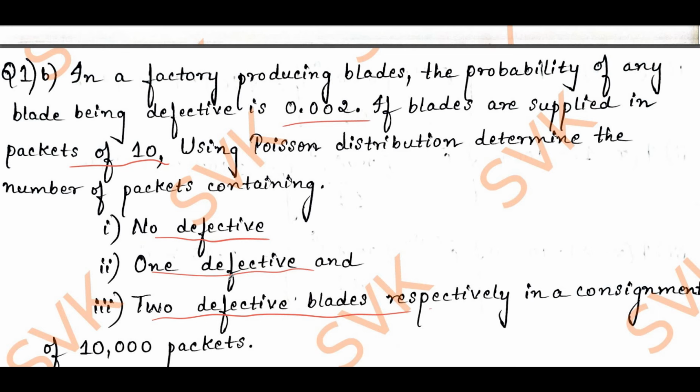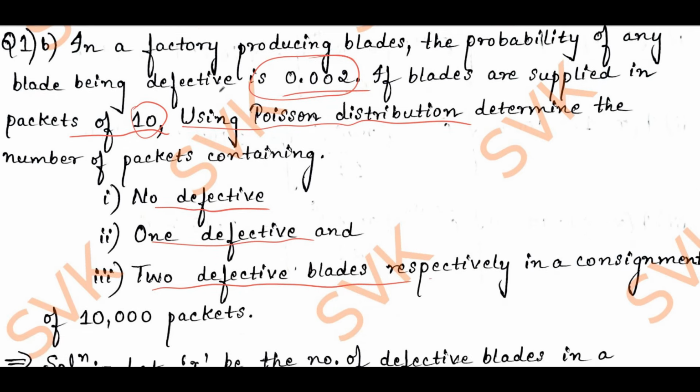In the previous model question paper, I told you how to decide whether it is Poisson or binomial. If they don't mention Poisson here, you need to know that it is Poisson, since the probability of success is 0.002, which is a very small value, and n is large. Therefore we go with the Poisson distribution. Don't go with the binomial distribution.